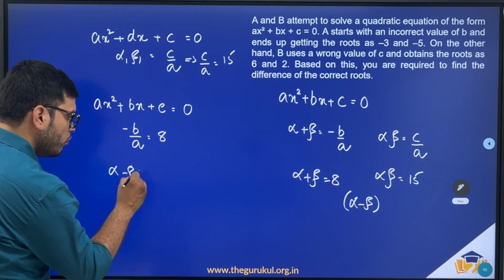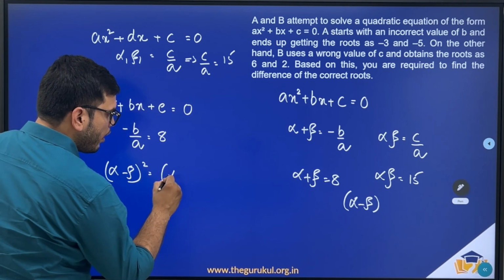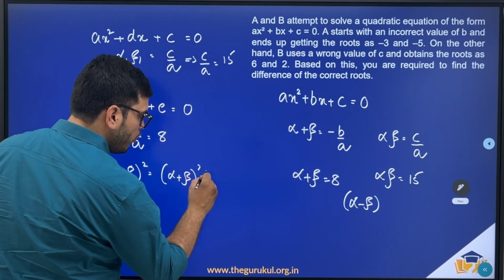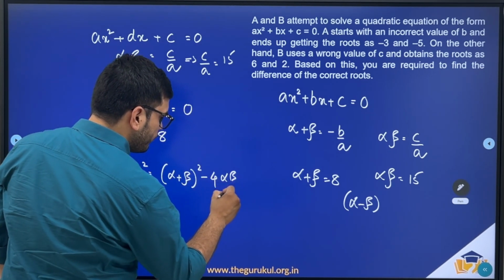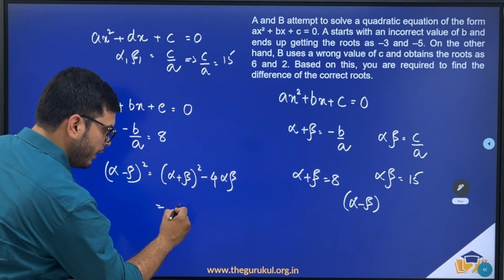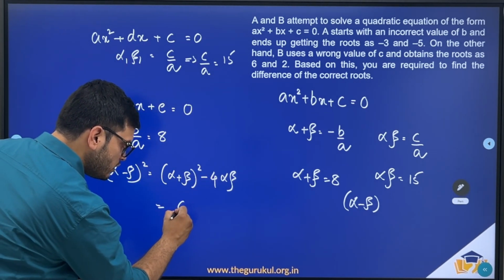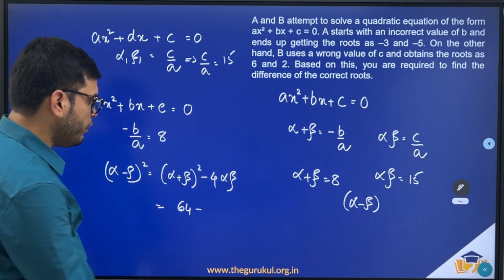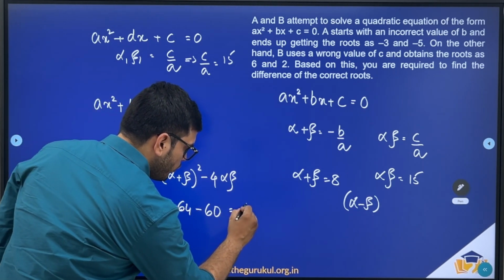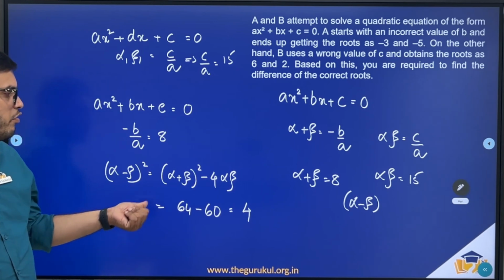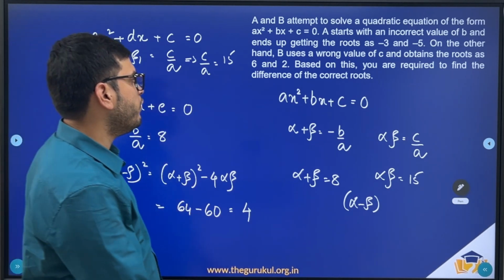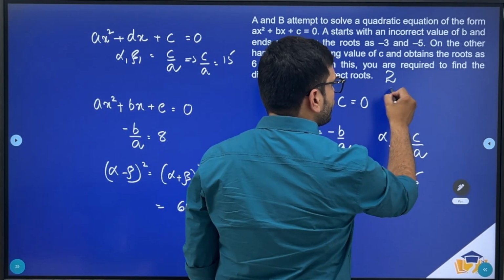Now given these two, we can use identities. Alpha minus beta whole square is equal to alpha plus beta whole square minus 4 alpha beta. Now what is alpha plus beta whole square? 8 square, 64, minus 4 into 15, 60, which is equal to 4. Now alpha minus beta whole square is equal to 4. Now what is the difference of the roots? 2.